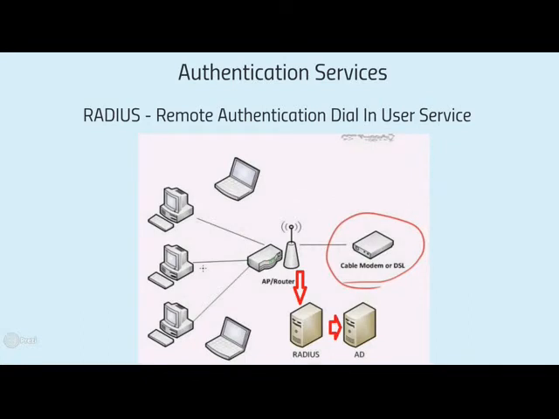And authentication services. We'll talk about several. RADIUS is going to be the first one. RADIUS, also known as Remote Authentication Dial-In User Service, was developed in 1992. It quickly became the industry standard with widespread support across nearly all vendors of networking equipment.